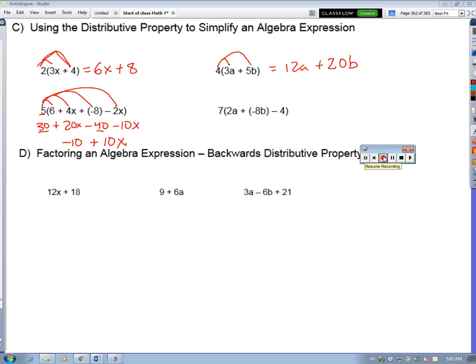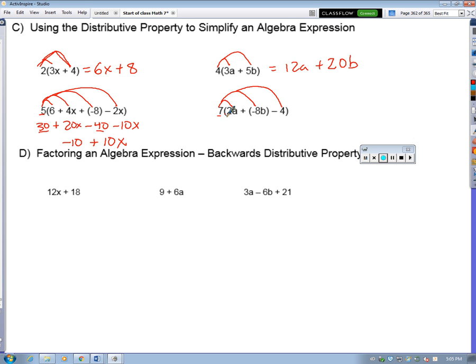Alright, here I've got this other not quite so ugly expression, and it's got a 7 on the outside. So we're going to take this 7 and realize that that multiplies against everything inside our grouping here, okay? So we're going to drop a 7 bomb on everything. 7 multiplied by 2a, 7 multiplies against negative 8b, and 7 multiplies against negative 4.